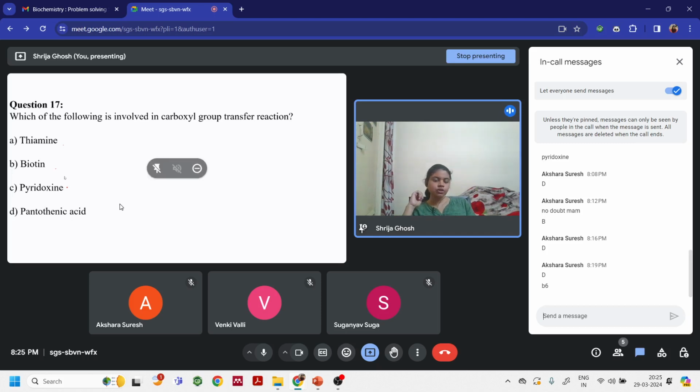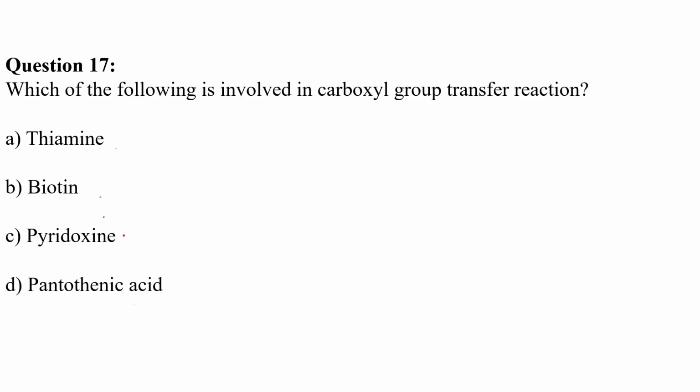We saw the role of pantothenic acid, so it's not transferring carboxyl groups. It was transferring acetyl groups or any acyl groups basically. We have seen the role of thiamine. Thiamine was basically doing decarboxylation, right? We have seen the role of pyridoxine. So which of the following will do the carboxyl group transfer reaction?